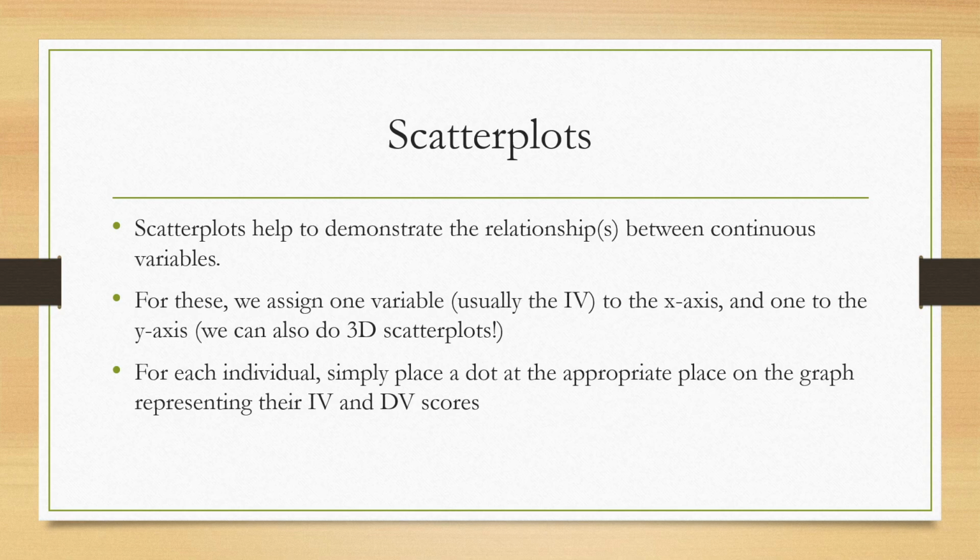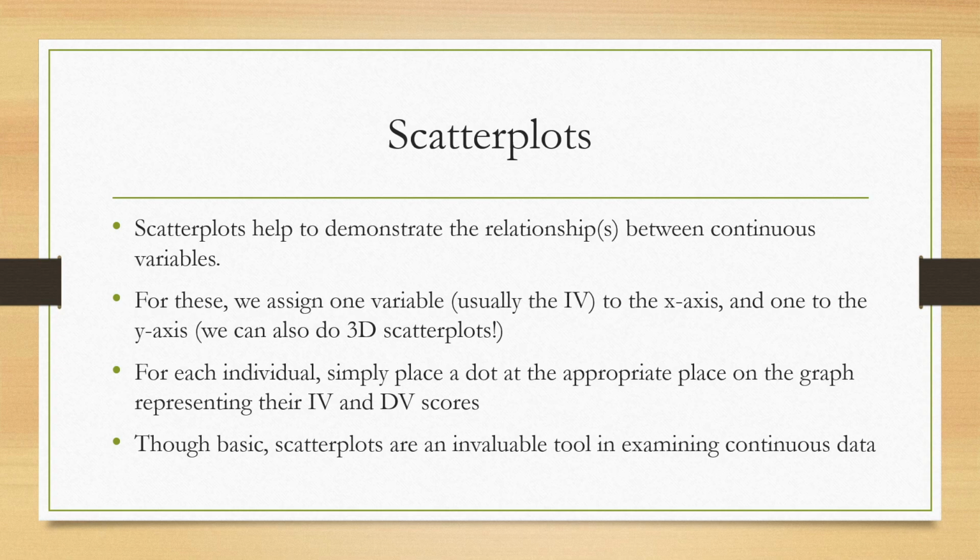And then I'm going to place a dot at the appropriate place on that graphic representing the independent and dependent variable scores. So if, let's say, somebody had 10 polyps at their 3-month checkup and 5 polyps at their 12-month checkup, then I would go over to 10 on the x-axis and go up to 5 on the y-axis, and that's where I would put my dot in a scatter plot.